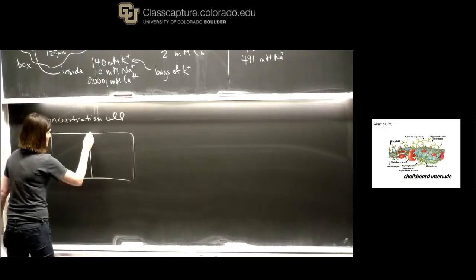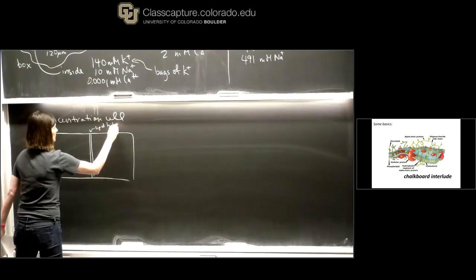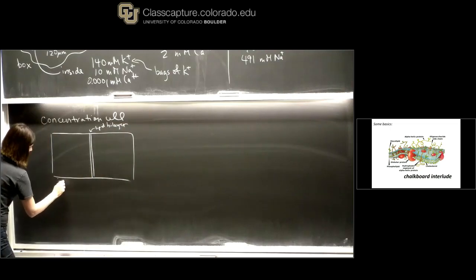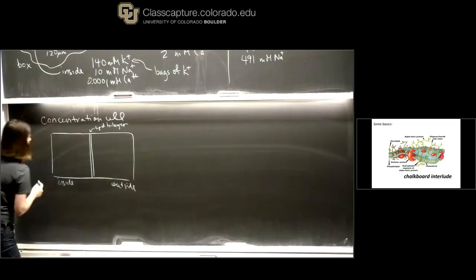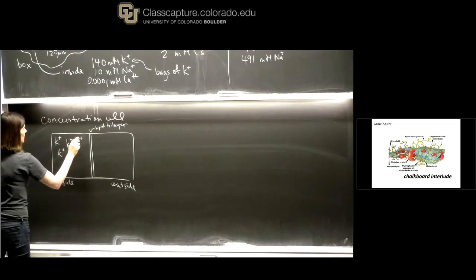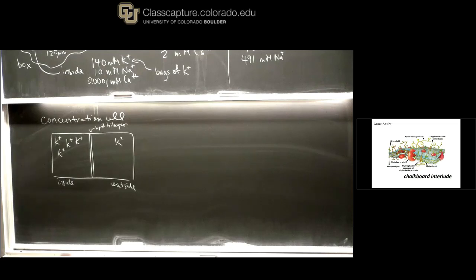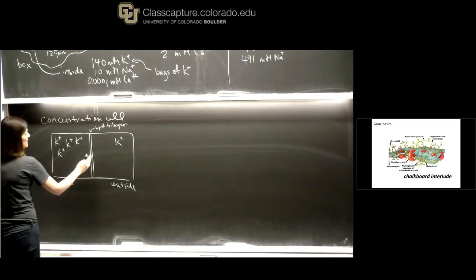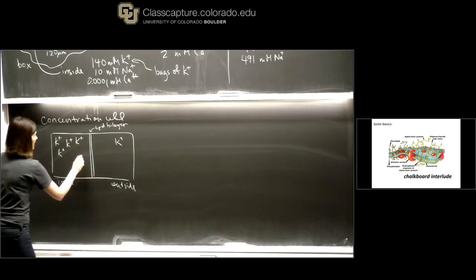So imagine that this is our lipid bilayer. And this is inside the cell, and this is outside. So what I said is that there's a lot of potassium here. And then there's just a little bit relatively outside. So what's going to happen? If we have a semi-permeable membrane that allows the passage of potassium, which way is the potassium going to flow? There we go, to the outside.